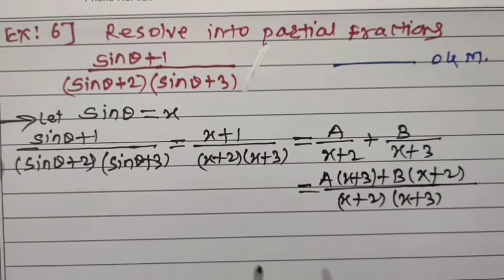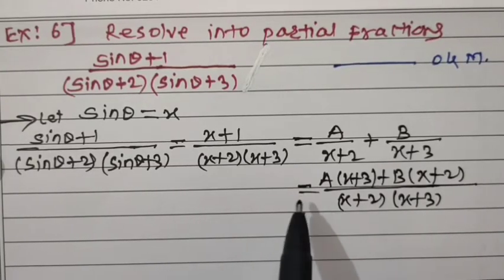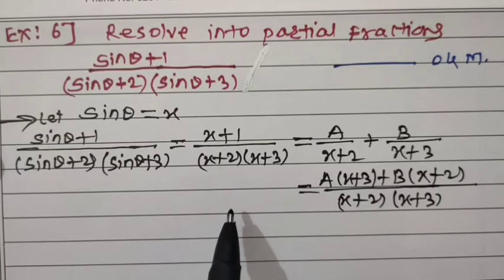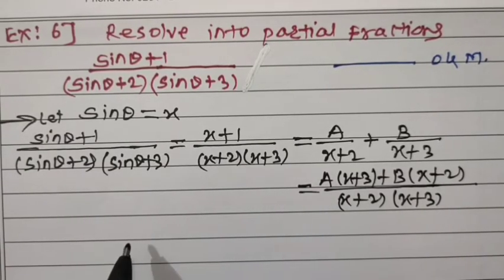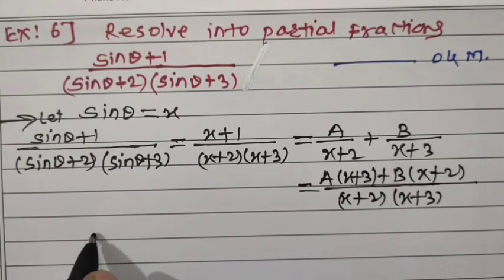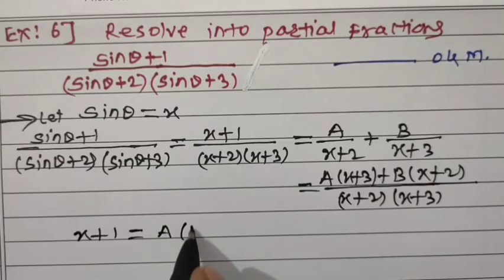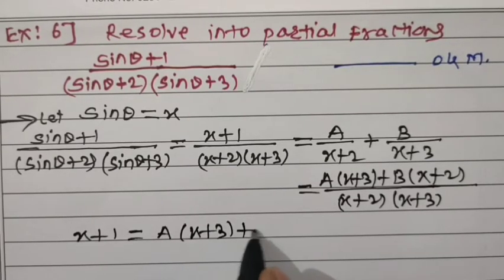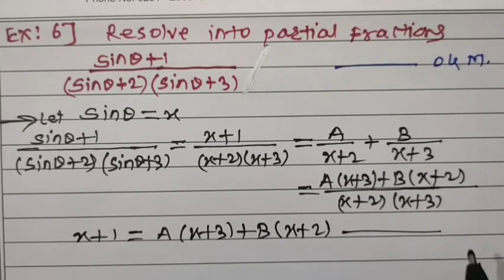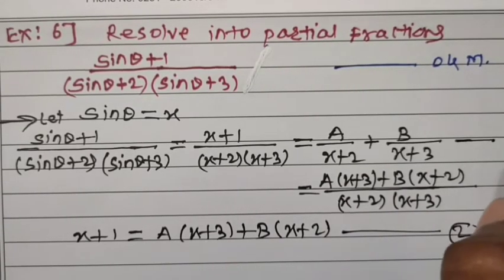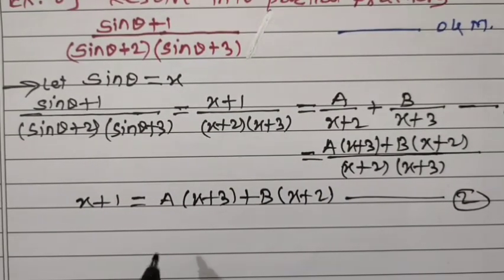Hence, now denominator of left hand side is equal to denominator of right hand side, and there is equal to sign in between LHS and RHS. So numerators must be equal. Applying the property, we can equate numerators. X plus 1 is equal to a into x plus 3 plus b into x plus 2. And consider this is equation number 2. This is equation number 1. Now we have to find out values of constants a and b.